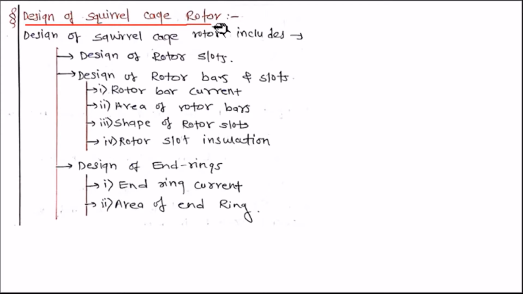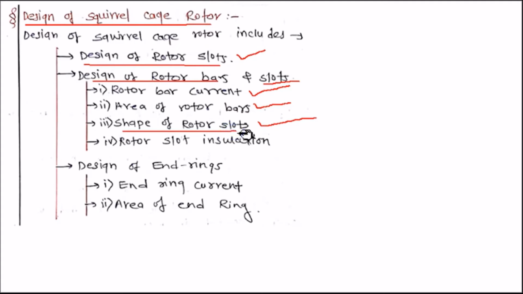As you all know, there are two types of rotor: squirrel cage type of rotor and slip ring type of rotor. So the design of squirrel cage motor includes your design of rotor slots, after that design of rotor bars and slots. As you all know that rotor bars are placed in the slots, so in that rotor bar current you have to calculate rotor bar current first. After that you have to calculate area of rotor bars. After that, shape of rotor slots.